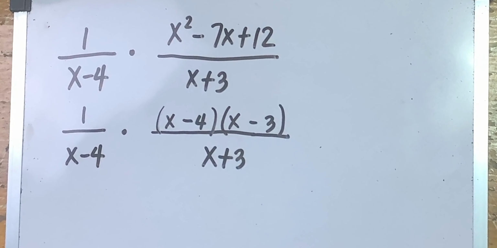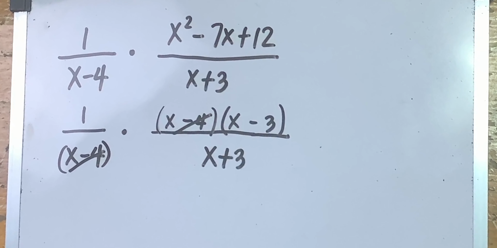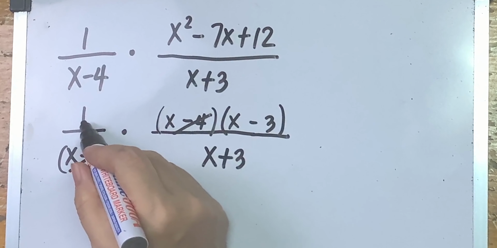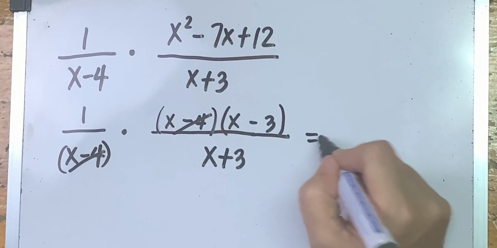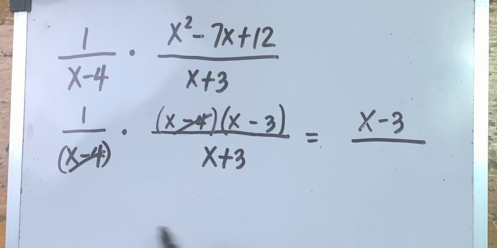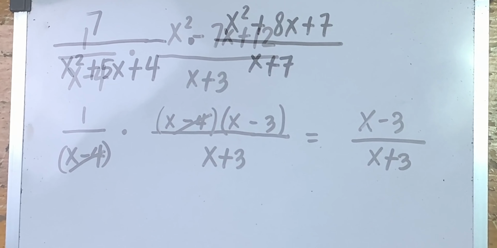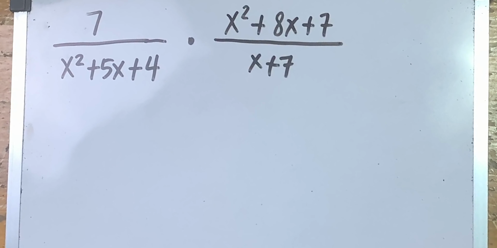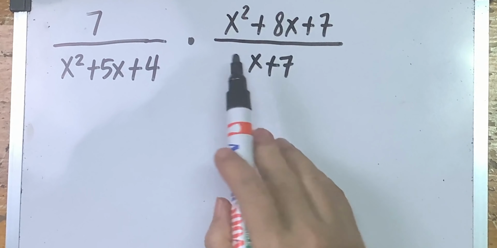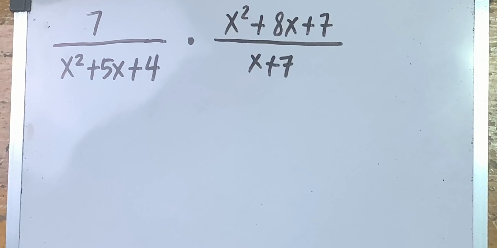Okay, notice na pwede natin i-cancel ito at ito rin, right? Leaving us with just 1 times x minus 3 is simply x minus 3 over 1 times x plus 3 is x plus 3. Okay, next, 7 over x squared plus 5x plus 4 times x squared plus 8x plus 7 over x plus 7.